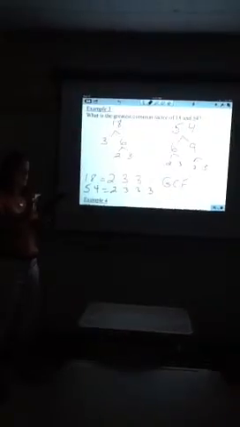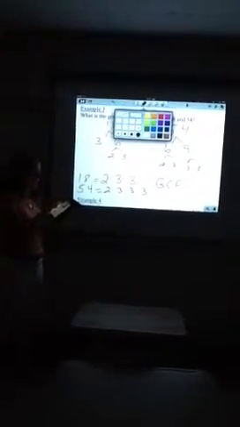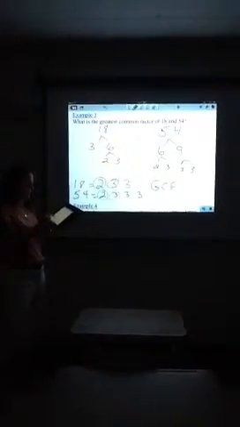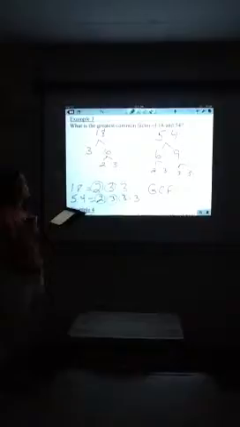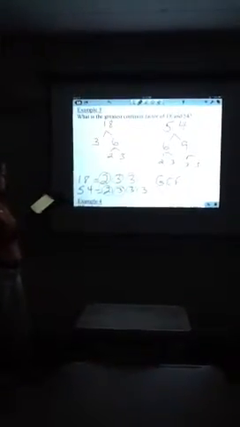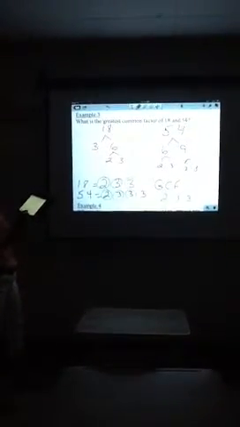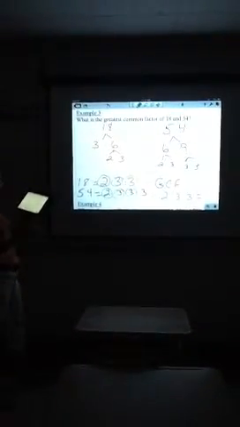To find the greatest common factor, we're going to see again what they have in common. So they both have a 2, that's in common. They have a 3 in common, and they have another 3 in common. So the greatest common factor is going to be 2 times 3 times 3, which is 18.